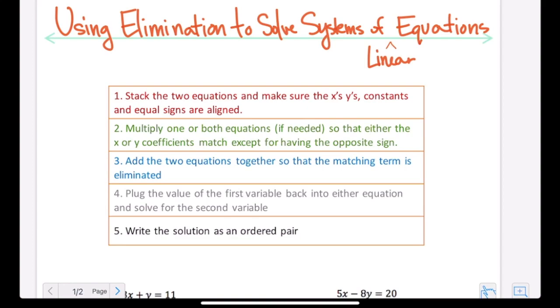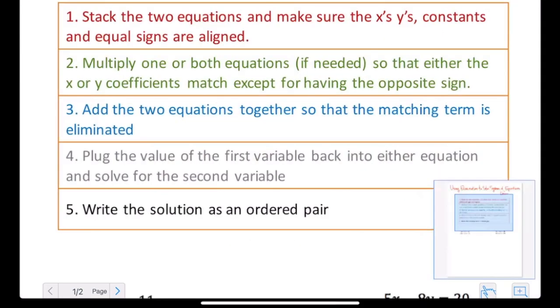Today we're going to talk about the last procedure that we can use to solve systems of equations, and it's called elimination. Just a quick review, remember systems of linear equations are just when you have more than one line and the two lines kind of work together. In other words, their x and y values mean the same thing.